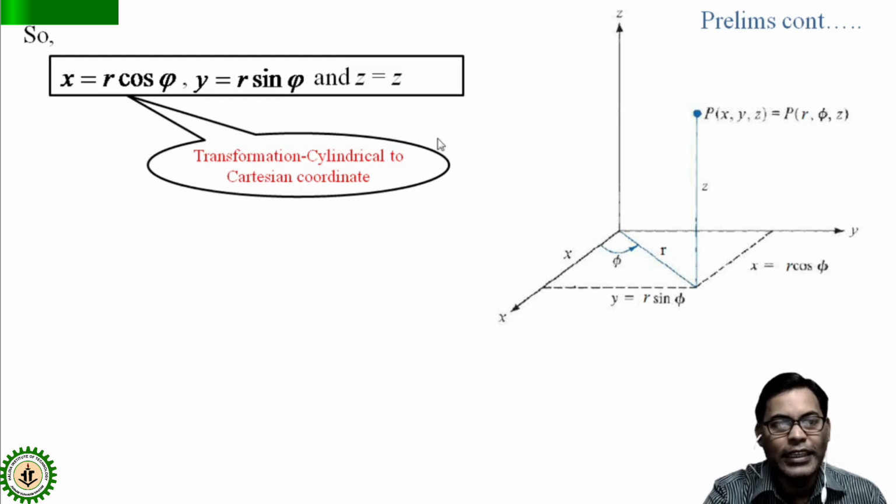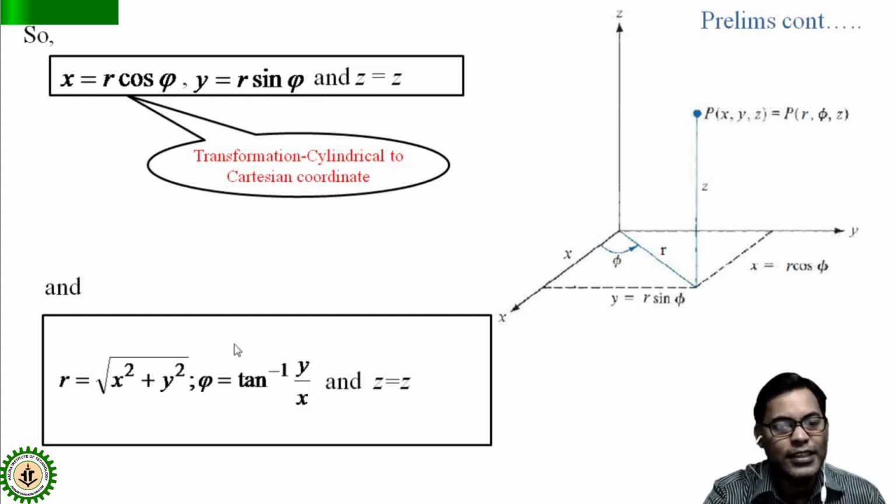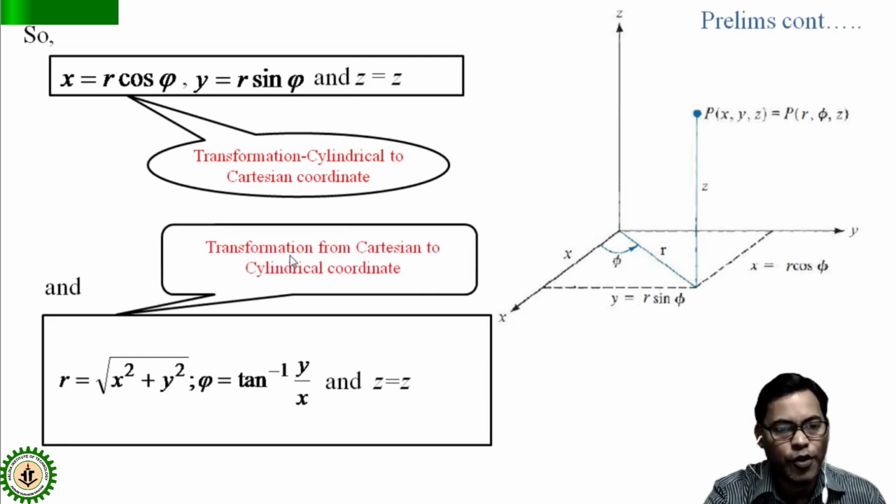Now, if r, phi and z are given to us, then we can transform the problem into the Cartesian coordinate system by this relationship, that is, we can find x, y and z. So this is the transformation from the cylindrical to the Cartesian coordinate system. Similarly, if the parameters x, y and z are given to us, then we can find r, phi and z. Similarly, this is the relationship. Here you can see the transformation from the Cartesian to the cylindrical coordinate system.